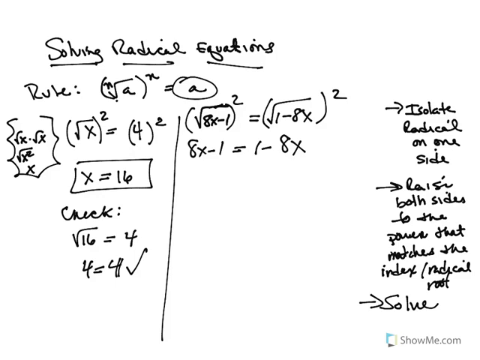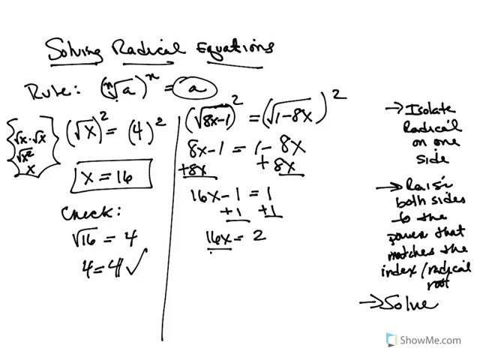Now, this is just a basic equation. This has nothing to do with this chapter, really, right? Now we're in prereq, in beginning algebra at this point. This is a basic equation that we should be able to solve. I'm going to get my x terms together. Get my ones together. Divide both sides by 16. X is equal to 2 over 16, which reduces to 1 over 8, and I'm finished.